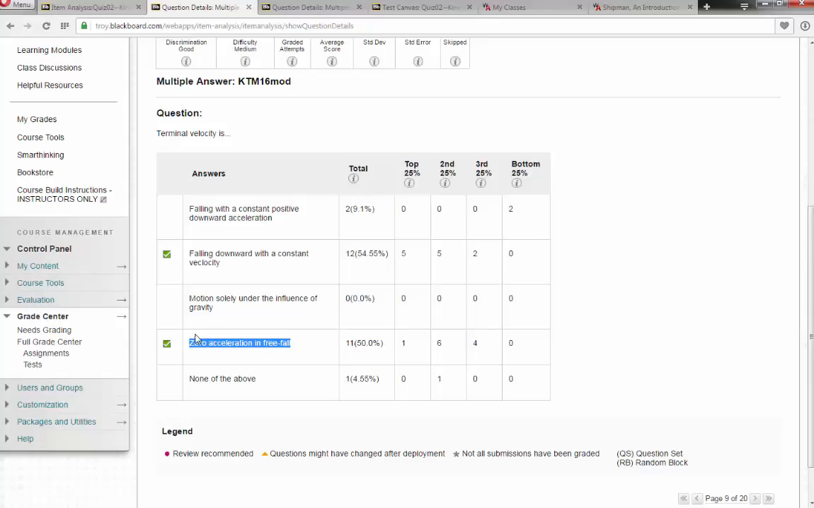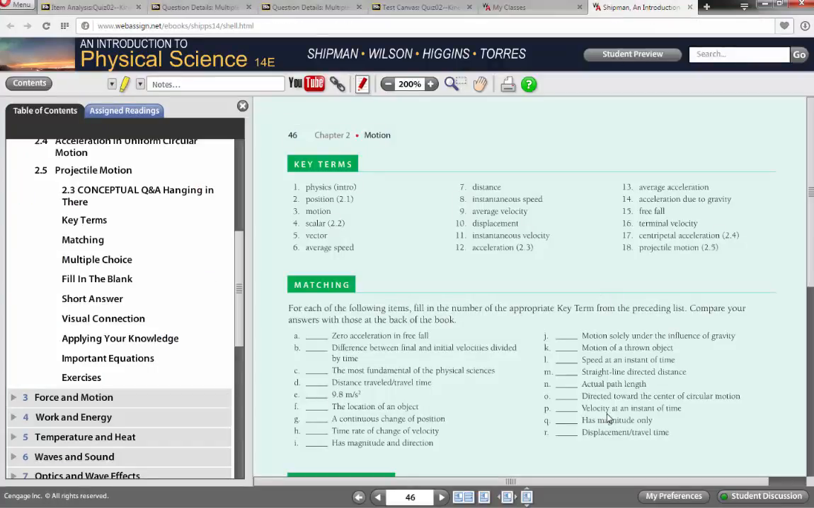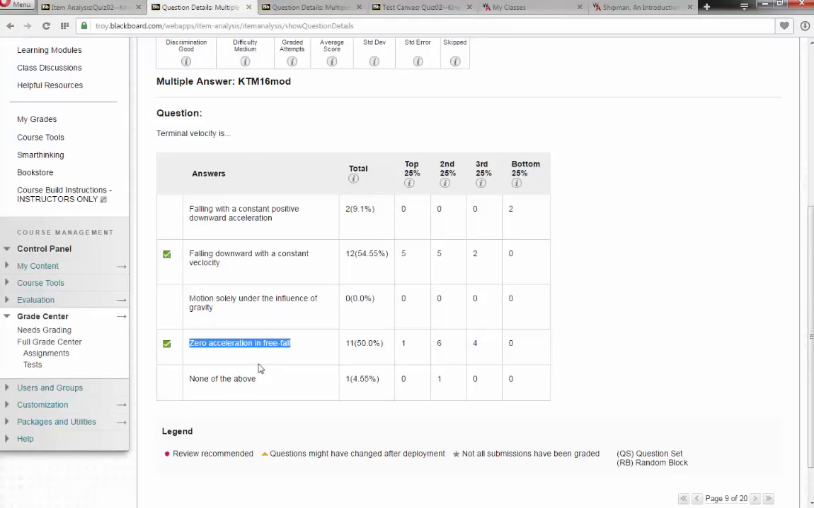And that is part of, but not all of, the correct answer. I think, in fact, that you may notice that of these choices, only this one actually matches up with a choice given here in the book. Zero acceleration in free fall is choice A here. Looking through all the other choices, none of these other choices really match up with choices that were on this quiz. So maybe you were attentive enough to notice that, maybe you weren't.